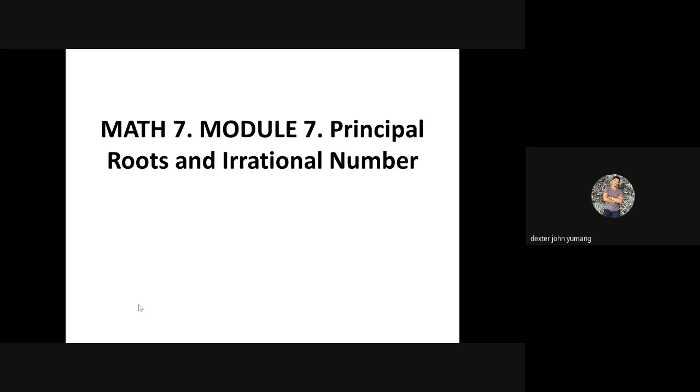So module number 7 is about the principal roots and irrational numbers. Principal can be found in our school, right? But in mathematics, when you say principal roots, it is the source of that number. And an irrational number is something that we could not divide in a perfect form. So let's have an example for that.